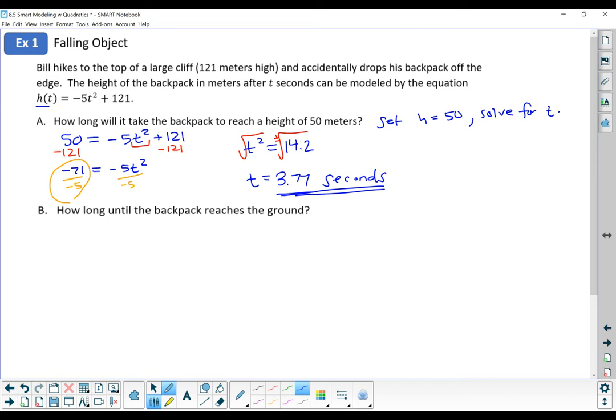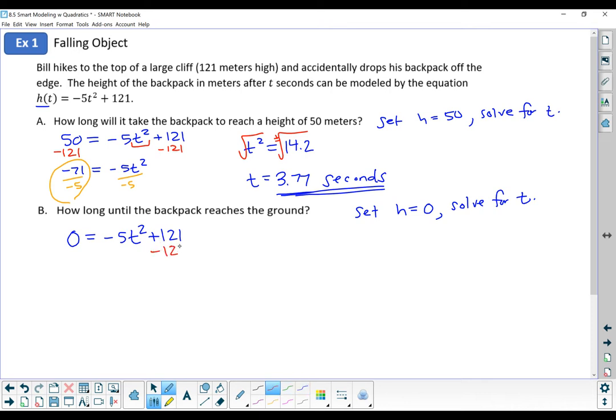All right, so then our next question here is, how long until the backpack reaches the ground? Well, the ground is height 0. So we're going to set the height equal to 0 and solve for t. So 0 equals negative 5t squared plus 121.